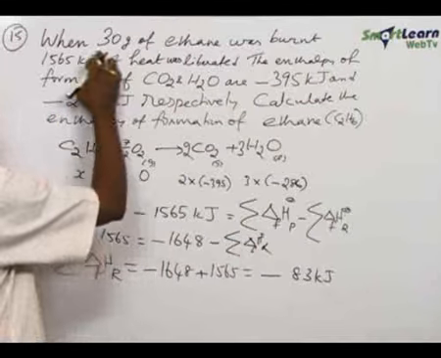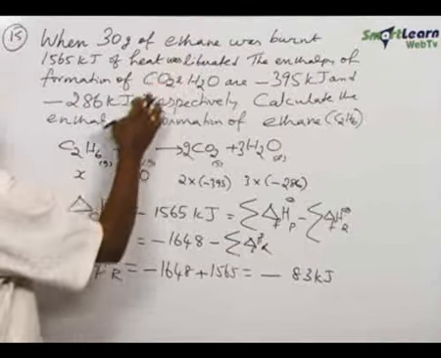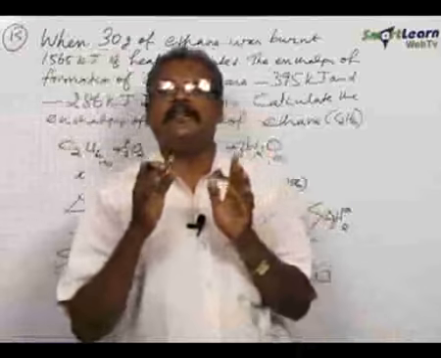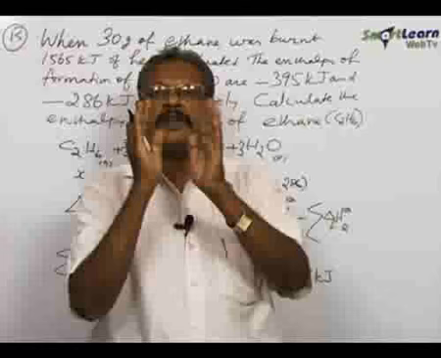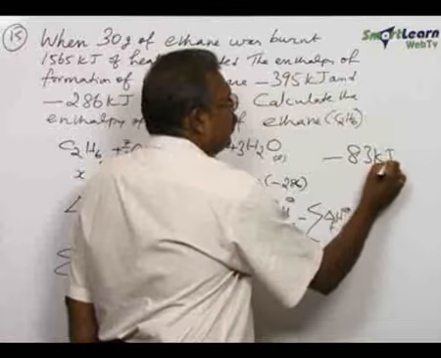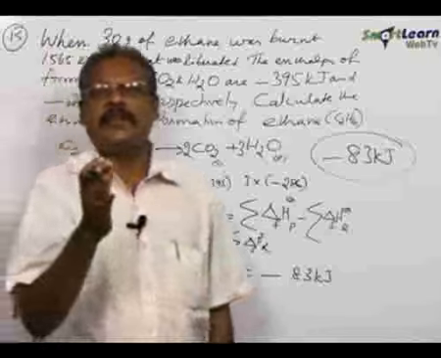So in the problem it is asked the standard enthalpy of formation of ethane. So the enthalpy of formation of ethane is minus 83 kilojoule, and you have to go for that option. Therefore the answer is minus 83 kilojoule per mole. So go for that option.